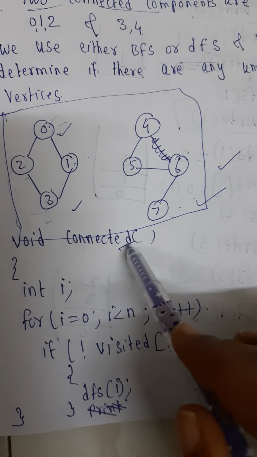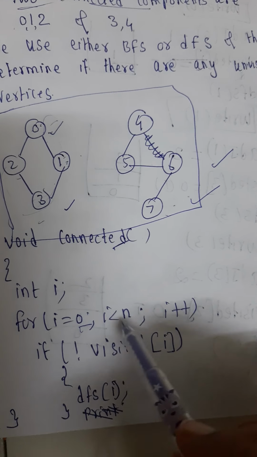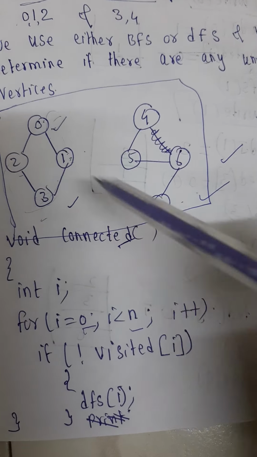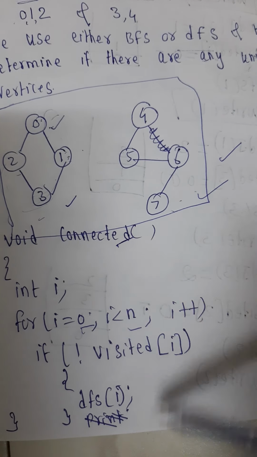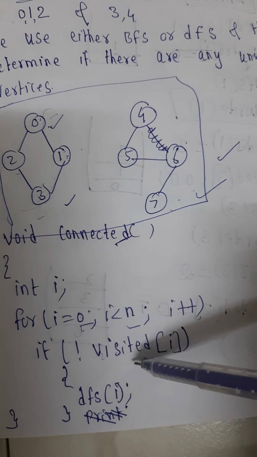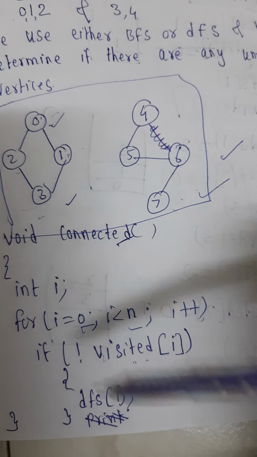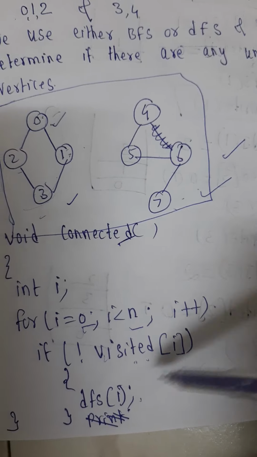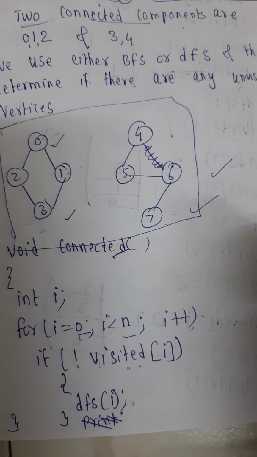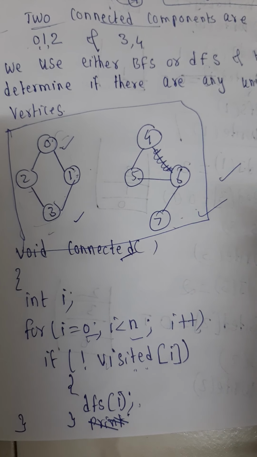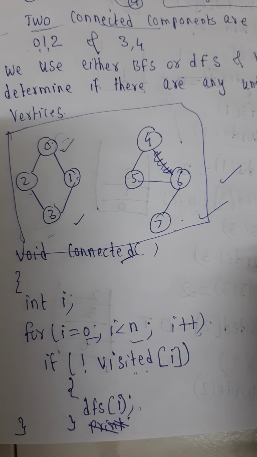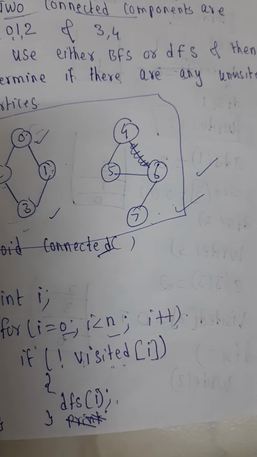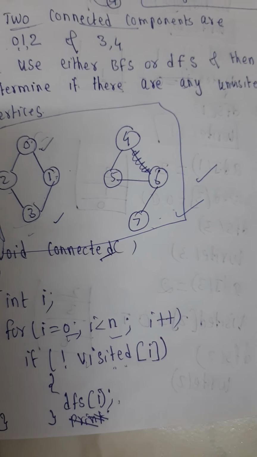Connected is the algorithm name, and the loop runs from 0 to n. 0 to n means from the first vertex to the last vertex, from 0 to 7, the process should be repeated. If a particular vertex is not visited, you call the DFS algorithm. Initially, all the visited values will be 0. Already we have seen this in the DFS algorithm. We will be initializing with 0. Initializing with 0 means not visited. If it is 1, it is visited. Please refer to the previous video for that.